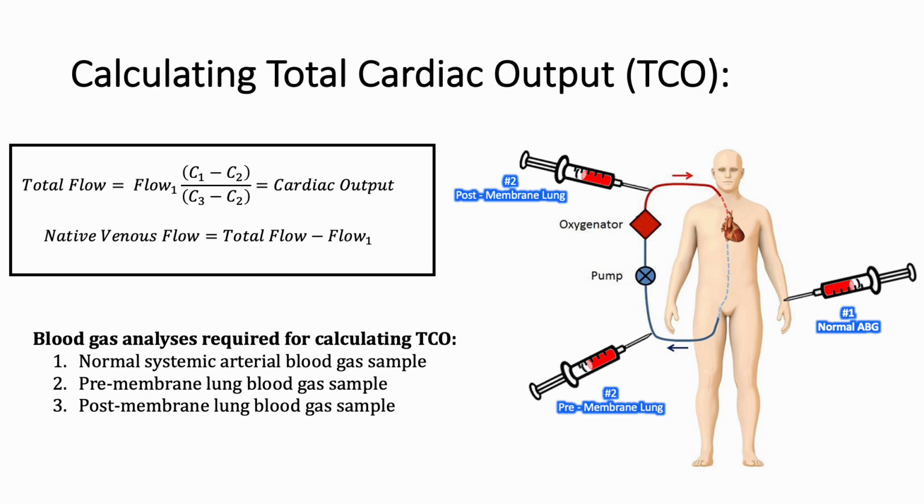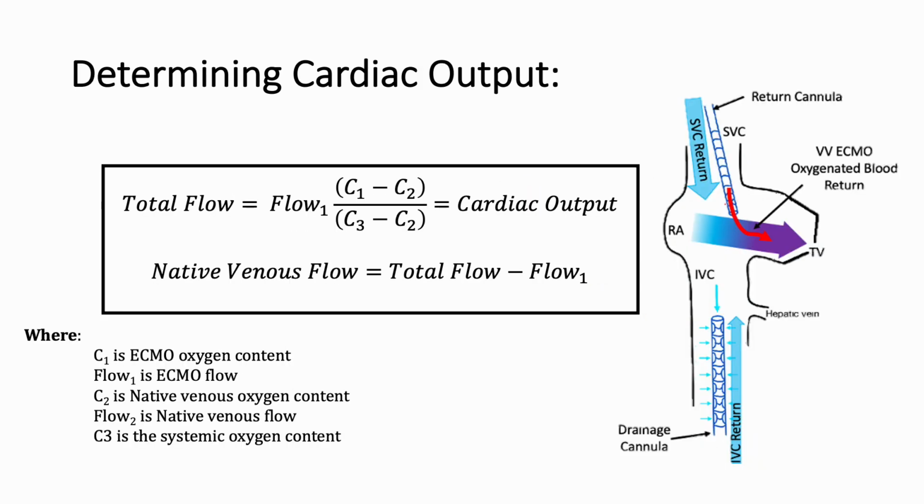Shown here is the calculation for total cardiac output, which can be derived using 3 blood gas samples, as well as information about the VV-ECMO circuit itself, which can be gathered from the controller. The source of these blood gas samples is also in here, and those 3 samples that are needed are: number 1, a systemic arterial blood gas sample; number 2, right from the ECMO circuit itself, a pre-membrane lung gas sample, and then again within the ECMO circuit, a post-membrane lung blood gas sample.